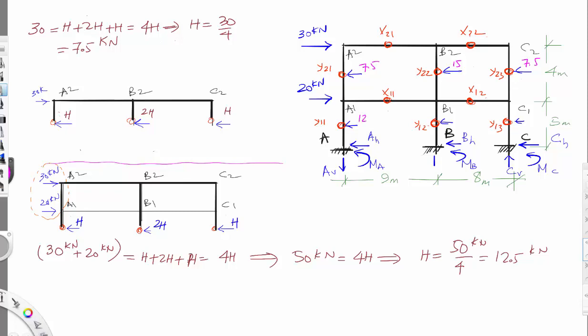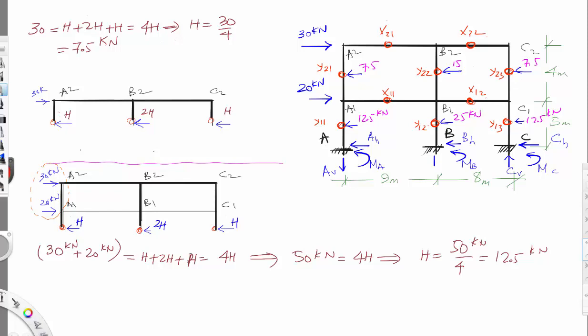So if we want, we can update also this part. This is 12.5 kilonewton. This is 25, two times. And this is 12.5 kilonewton. So this is the first step to calculate.